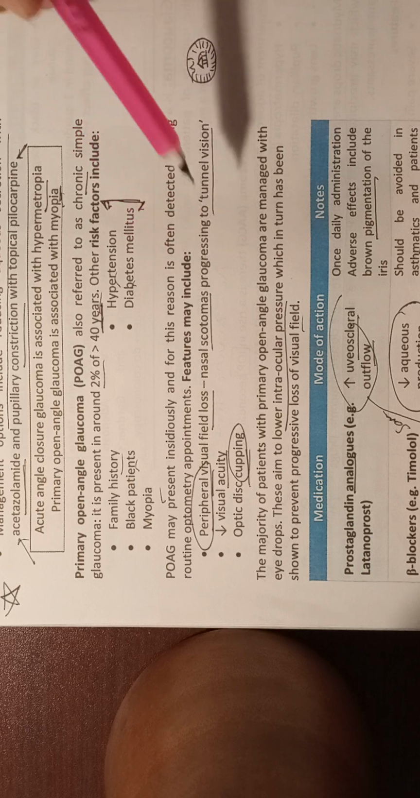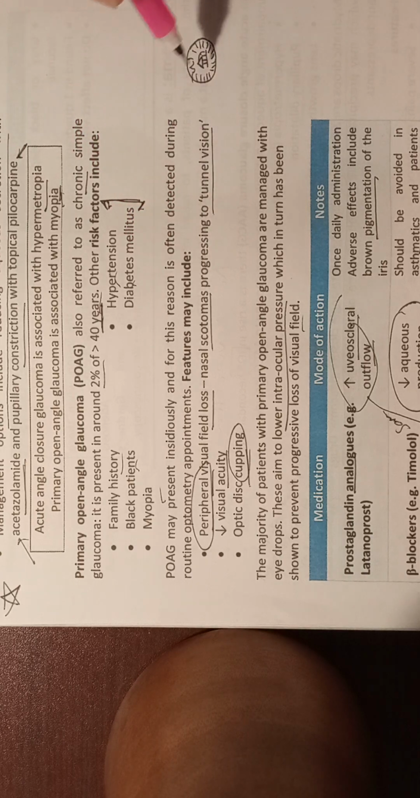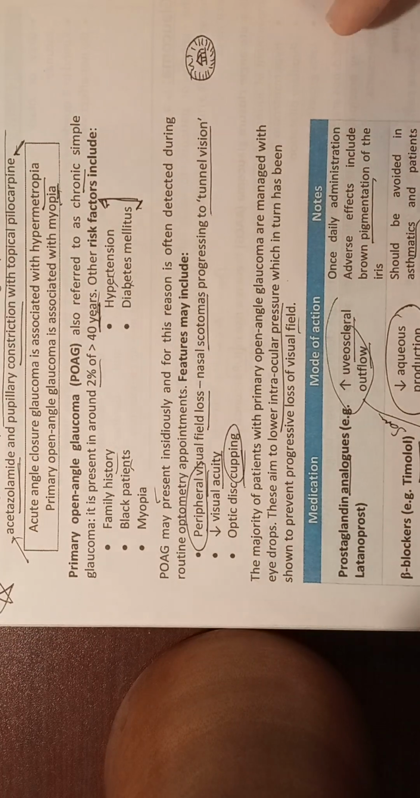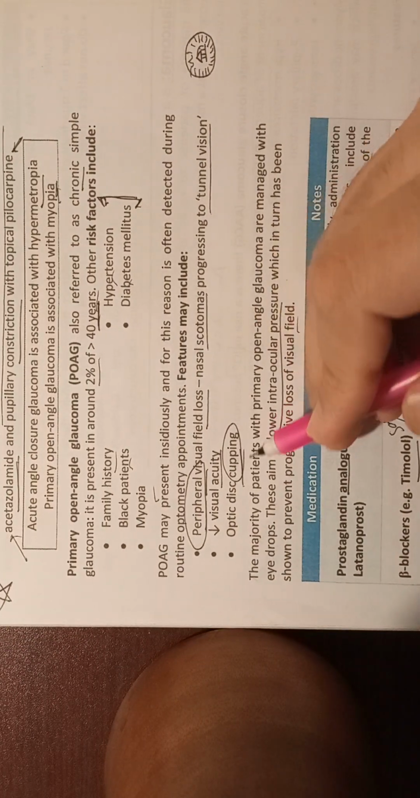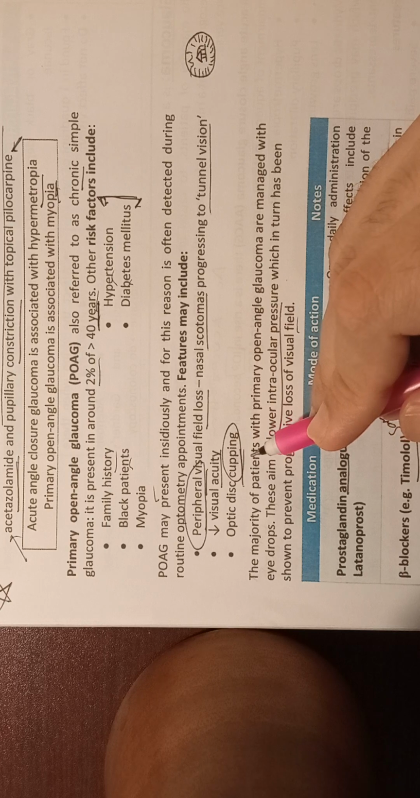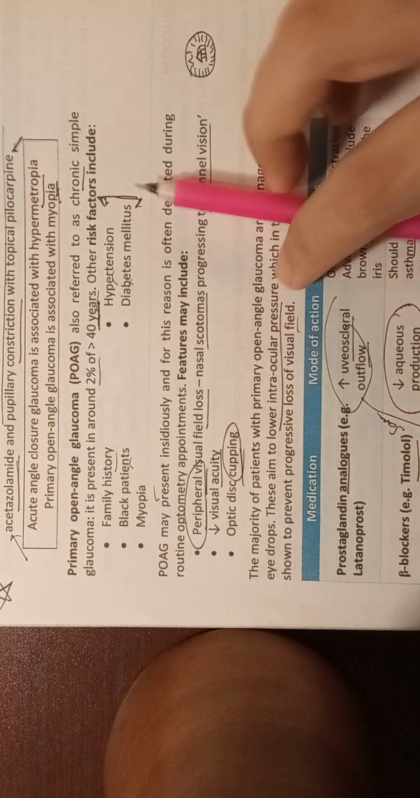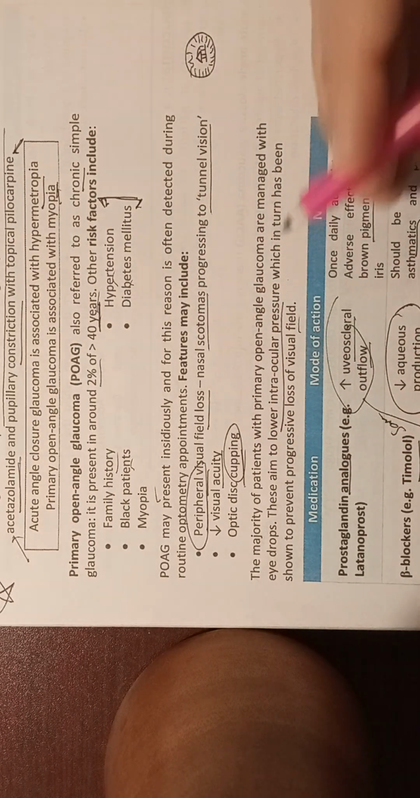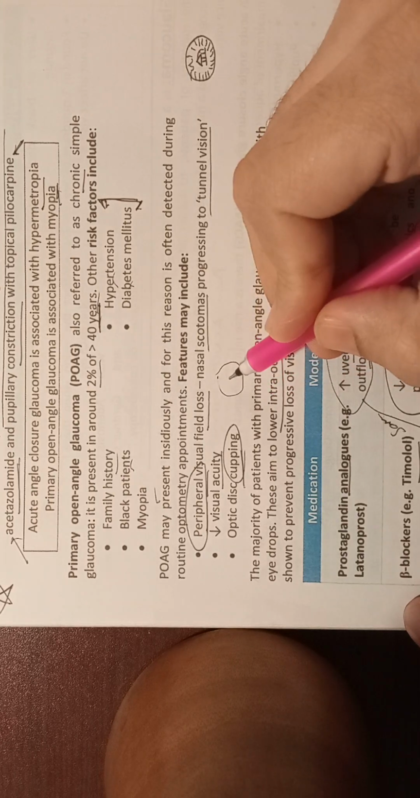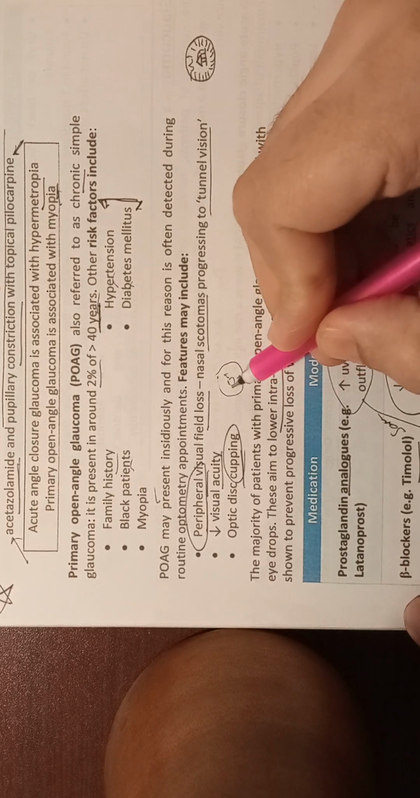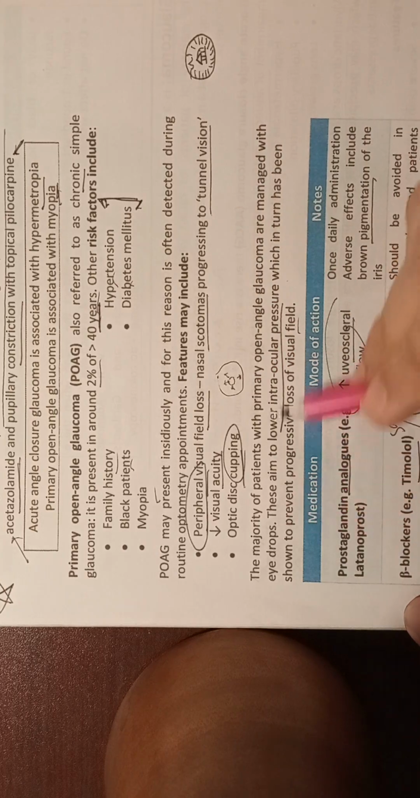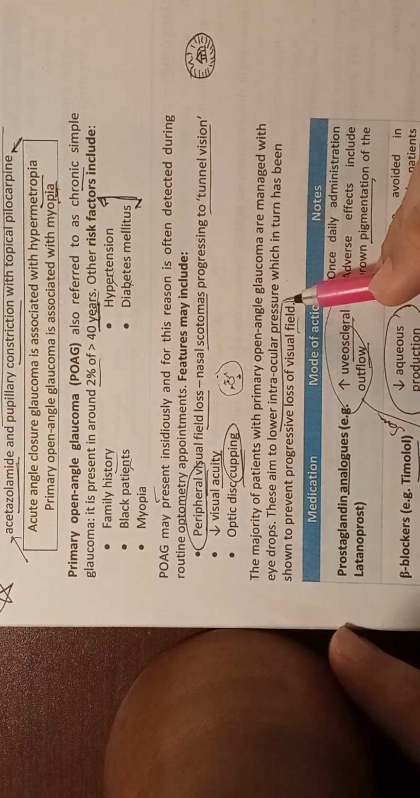Features may include peripheral visual loss, nasal scotoma progressing to tunnel vision. So POAG can cause tunnel vision as well. Previously we studied tunnel vision in retinitis pigmentosa. This one can also cause tunnel vision, decreased visual acuity, and optic disc cupping. In optic disc cupping, basically the optic disc cup becomes larger. The majority of patients with primary open angle glaucoma are managed with eye drops.